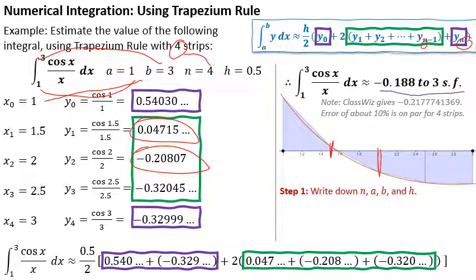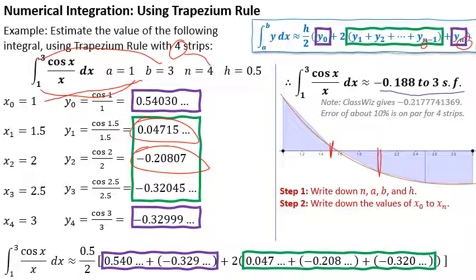Here are the steps you should generally follow. They might be worth writing down. The first thing you do is you jot down the values of n, a, b, and h. H you calculate from a, b, and n, but it should be relatively intuitive, and there's also a formula for that right next to Trapezium Rule in the formula book.